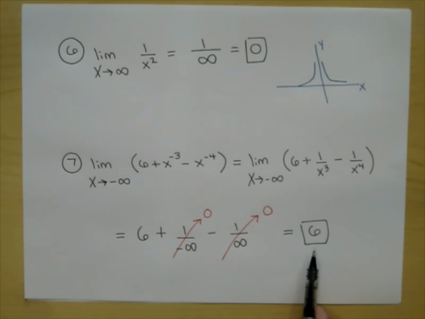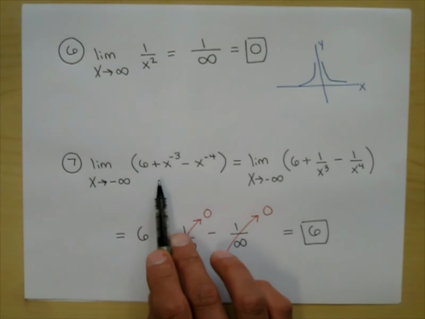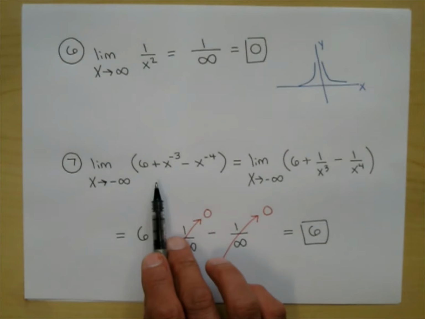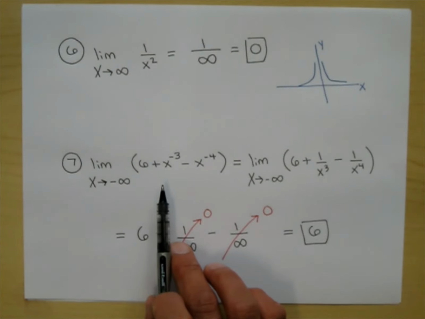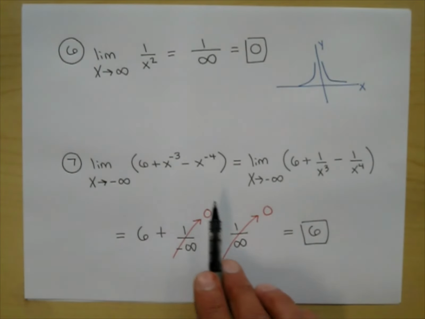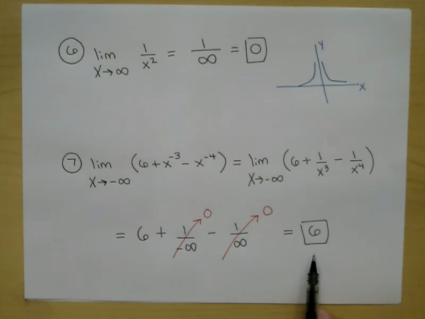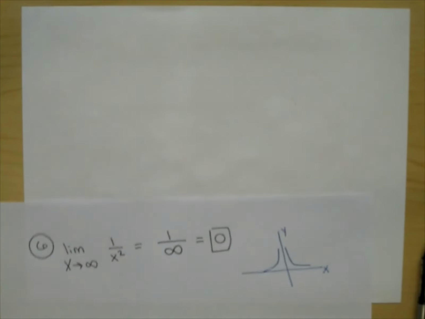Now remember, the 6 would indicate that this function has a horizontal asymptote, y equals 6. If you care, and some of you are like, no, I stopped caring right when you boxed the answer, which is cool. Okay, let's go ahead and do some more problems.